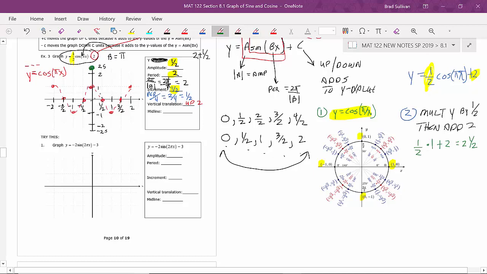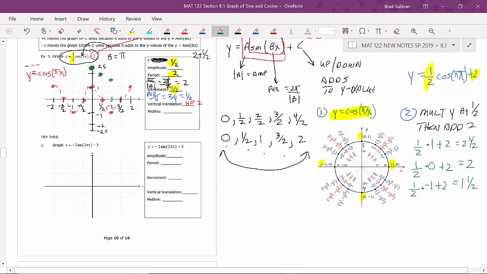Go to the next y value. The next y value is 0. So we go 1/2 times 0 plus 2, so that's equal to 2. So that value moves there. Next y value is -1. So we go 1/2 times -1 plus 2. That's 2 minus 1/2, so that's 1.5. So this third point has a y value of 1.5, so it's there.